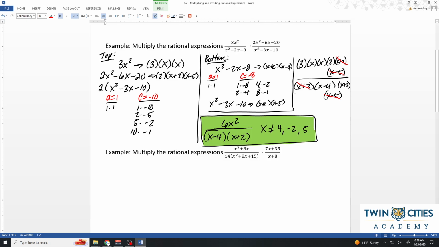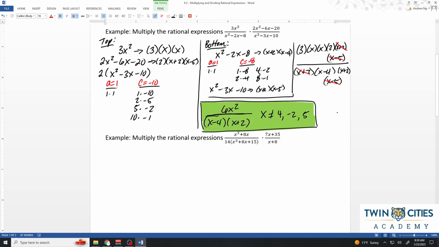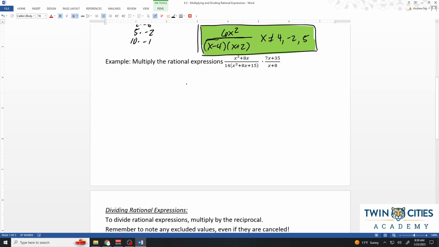All right, let's look at the next one. Multiply this, x squared plus 8x over 14 times x squared plus 8x plus 15. I'm going to multiply that to 7x plus 35 over x plus 8. All right, so let's begin with the top parts.